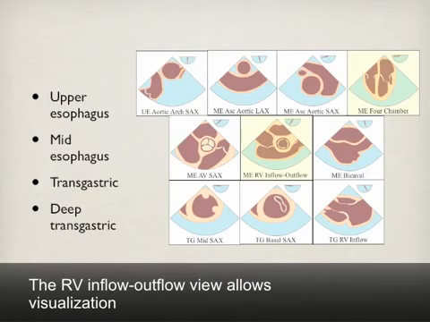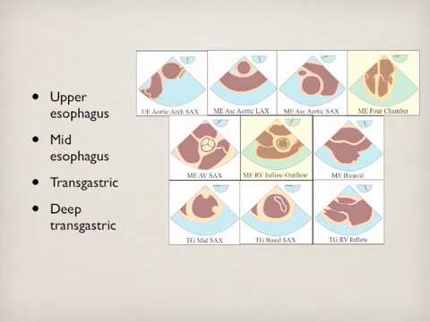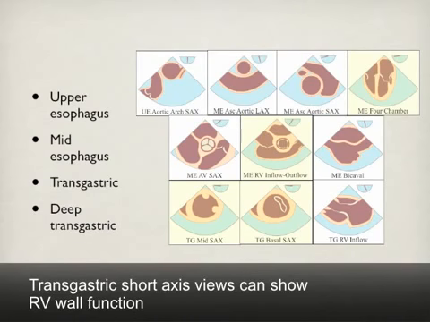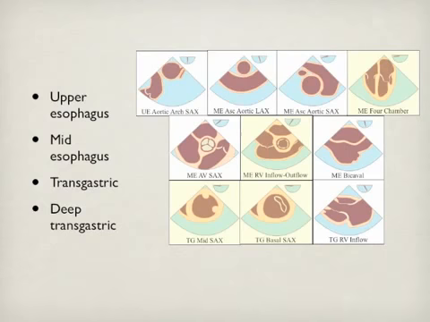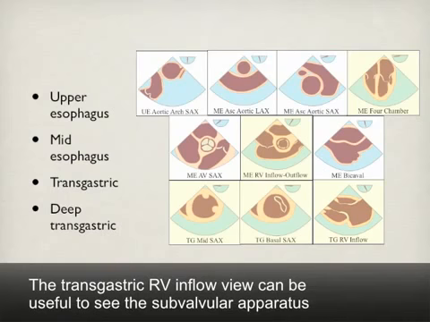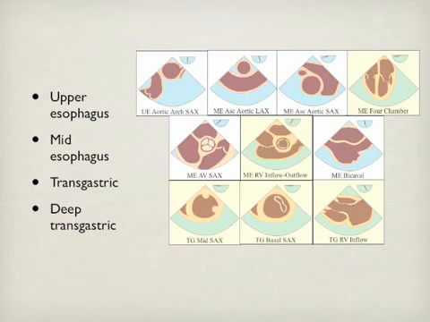The RV inflow-outflow view allows visualization of the tricuspid and pulmonic valves, as well as the RV lateral wall, all quite clearly. The basal and mid-transgastric short-axis views can show RV wall function and leaflets of the tricuspid valve. The transgastric RV inflow view can be useful to see the subvalvular apparatus of the tricuspid valve and further identify leaflets. The next several slides will discuss each view in detail.